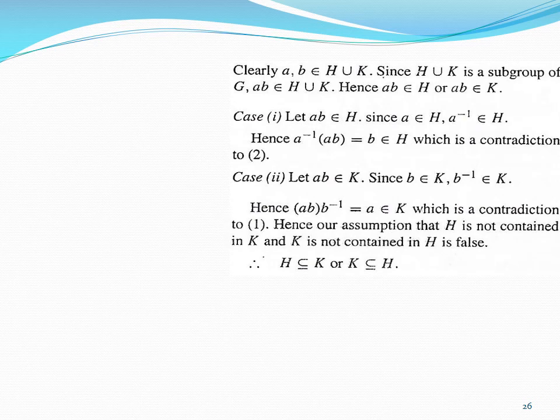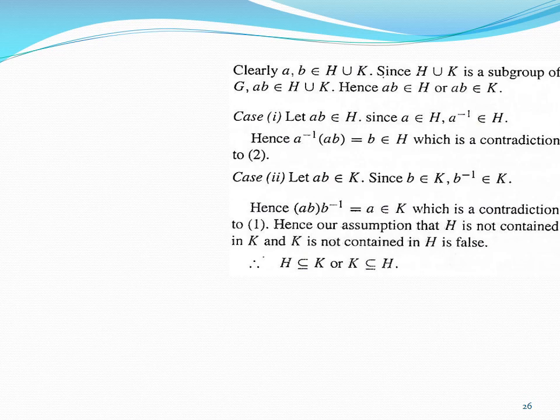Clearly a, b belongs to H union K. H union K is a subgroup of G. So the product ab belongs to H union K. That means what? ab belongs to H or ab belongs to K.